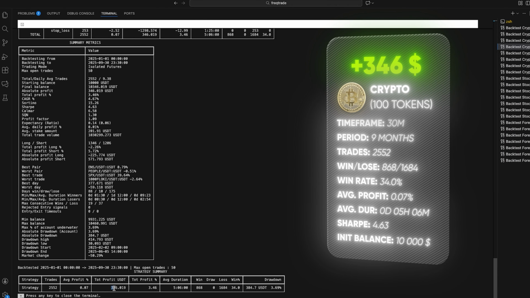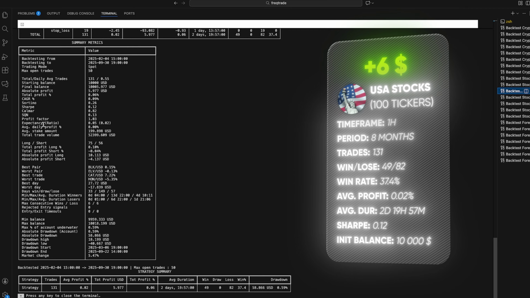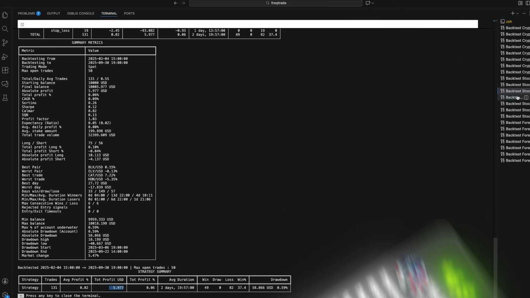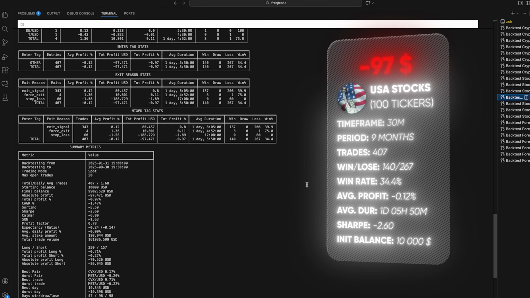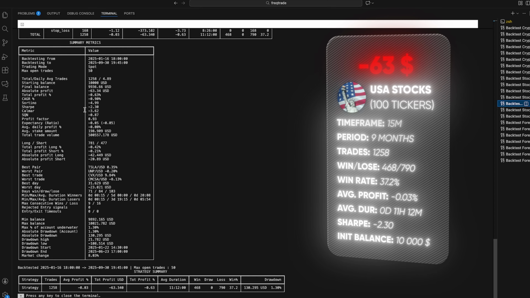Let's move to 1 hour. This time we have more than 100 trades. Our sharp is 0.12 and we made only just $6. 30 minutes, our stats. And sharp is minus 2.6 and we've lost about $100. 15 minutes. And once again negative sharp minus 2.3 and we've lost $63.